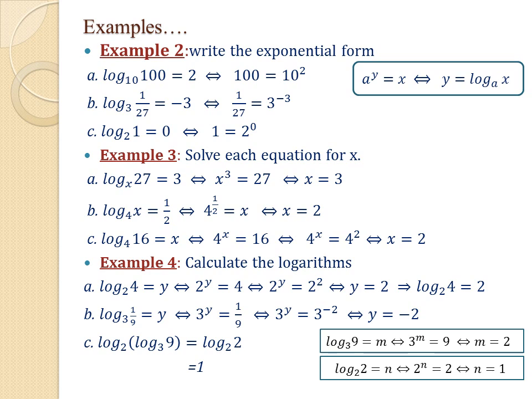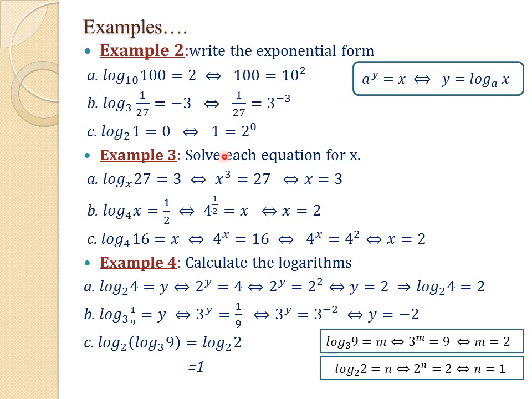Also, we have other examples like example 2, write the exponential form. So given the logarithmic form, we want to transfer to exponential form, we go to the fundamental identity. As you see, to make it very easy, we just look at 10 power 2 equal 100, and that's what's done here. 10 power 2 equal 100. Logarithm 1 over 27 for base 3 is 3 power negative 3 equal 1 over 27. Also here 2 power 0 equals 1, and that's done.